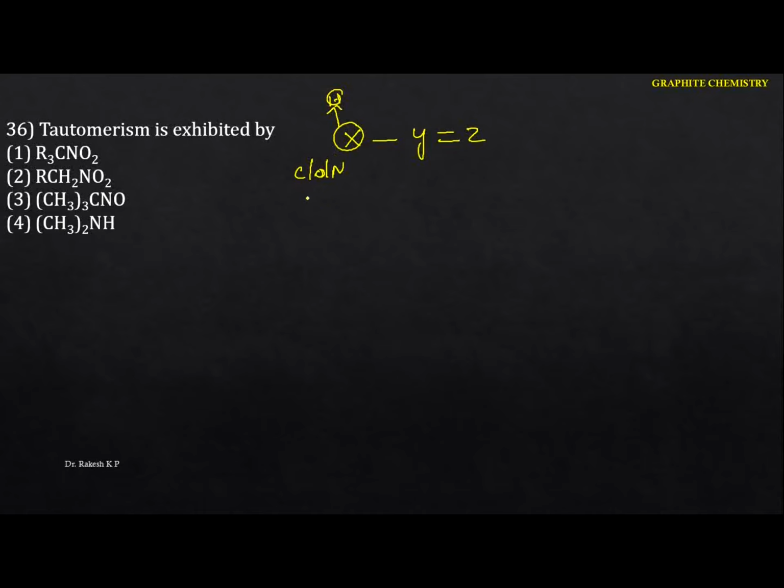And one more condition: the carbon, oxygen, or nitrogen has to show sp3 hybridization, but not sp2 or sp. Let me write it. And one more condition you have to identify: it must not be a bridged carbon atom. This is the condition for X.